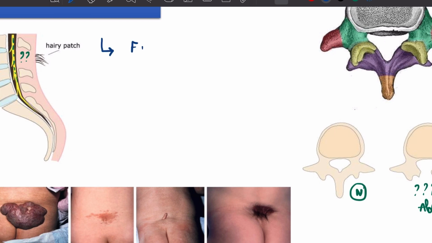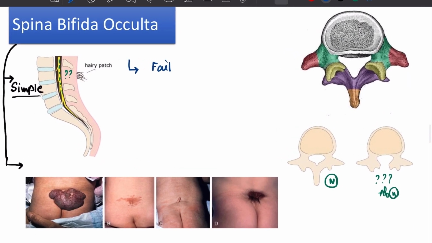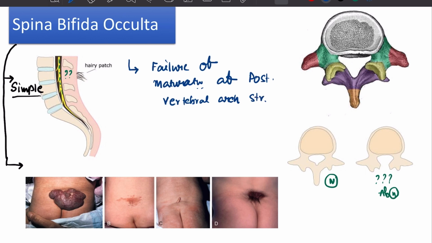There is failure of maturation of the posterior vertebral arch structure. This is essentially a normal structure.